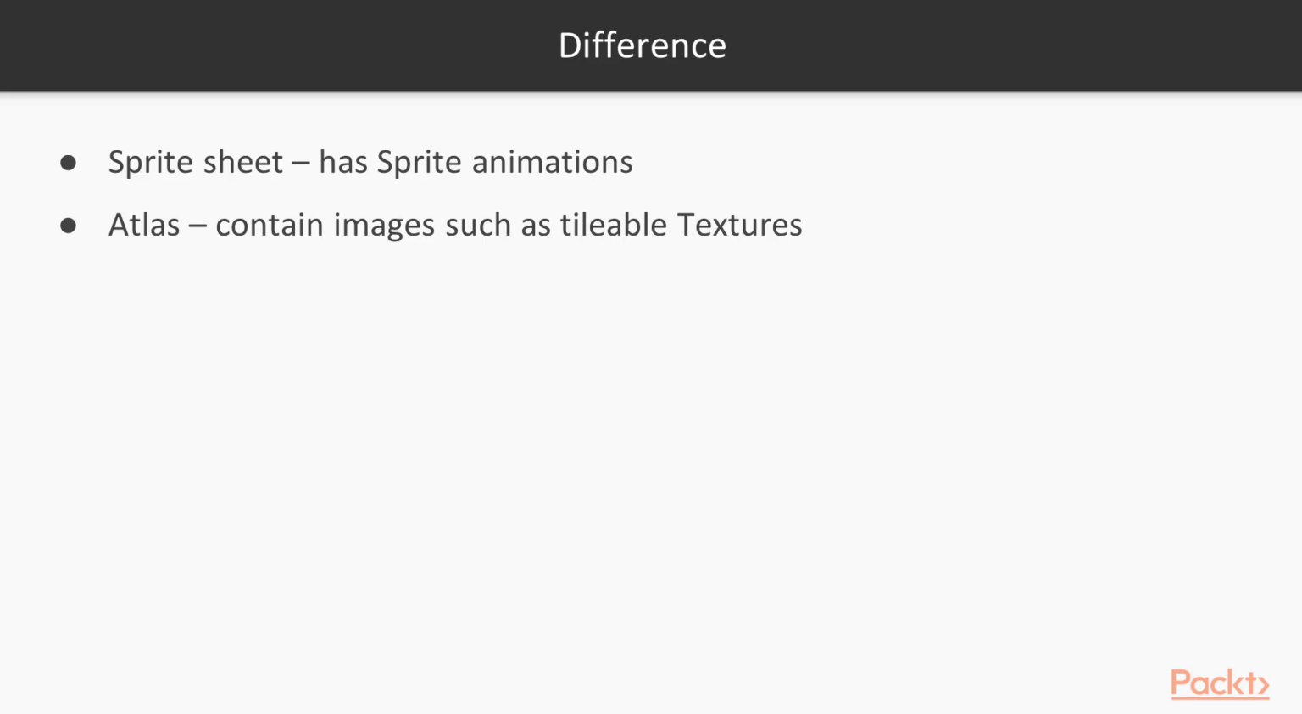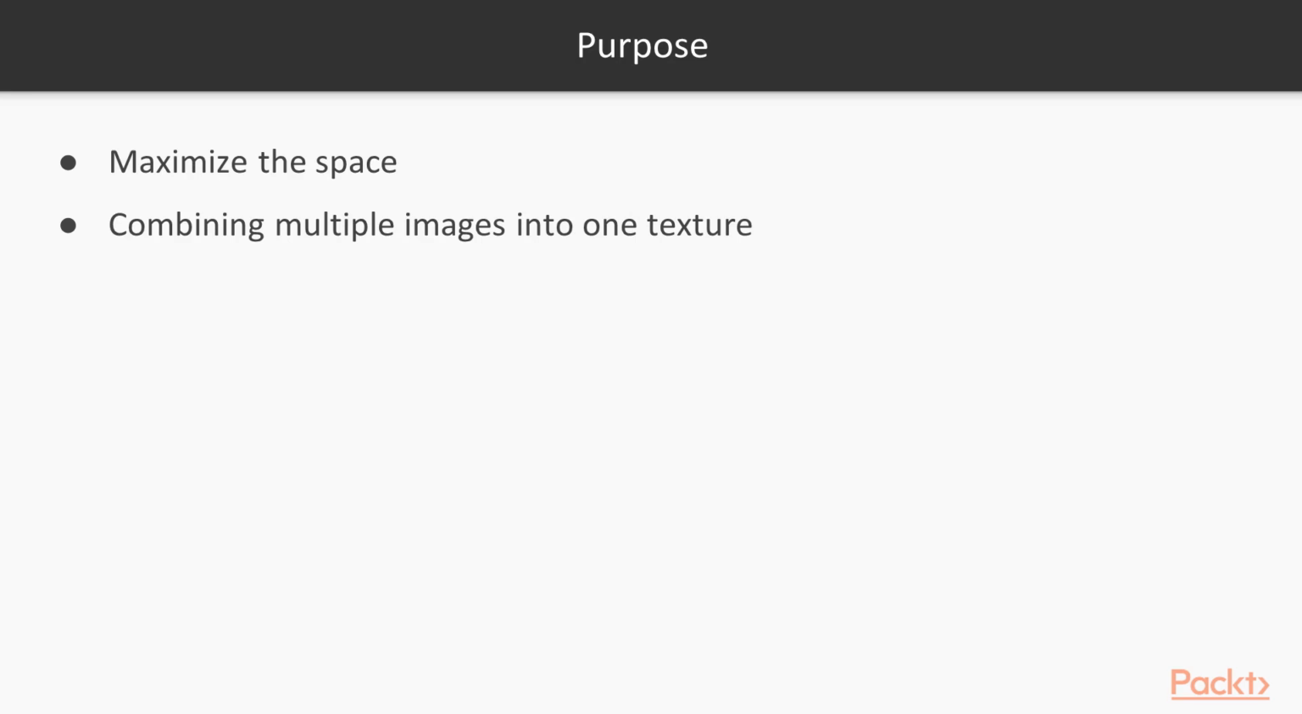While sheets and atlases are pretty much the same thing, the subtle difference between the two is that a sprite sheet generally has sprite animations, whereas an atlas will contain images such as tileable textures for the walls and other environmental components. Their purpose is to maximize the space by combining multiple images into one texture, whether for characters or their animations. More generally speaking, when it comes to handling sprites and textures, Unity has various tools that deal with them in different ways and are used for different purposes.